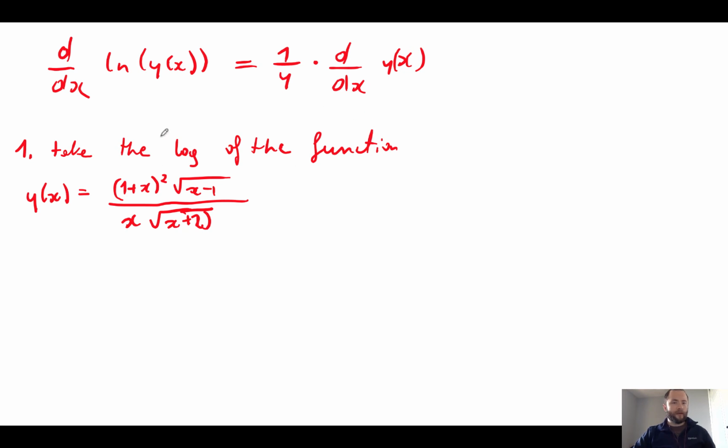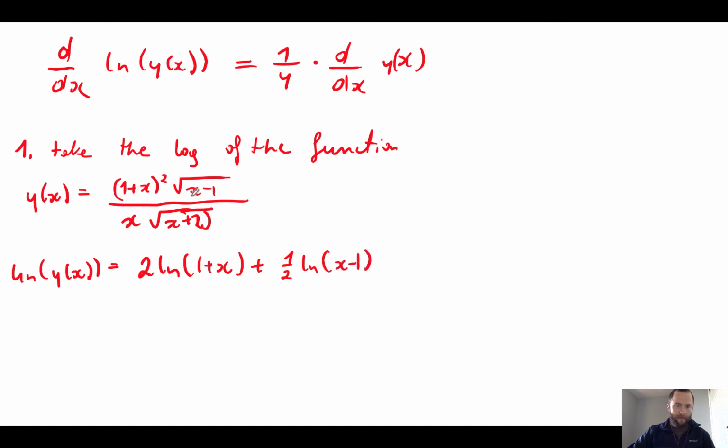So now I have to take the log of the function. So ln of y of x is equal to, taking the log of this, keeping the logarithmic laws again in mind, I'm going to end up with 2 ln of 1 plus x from the first term, plus half ln of x minus 1 from the second term, minus ln of x over here, and minus half of ln of x plus 2.